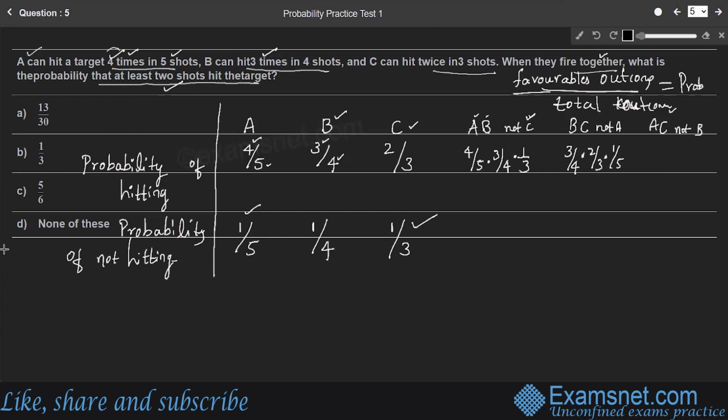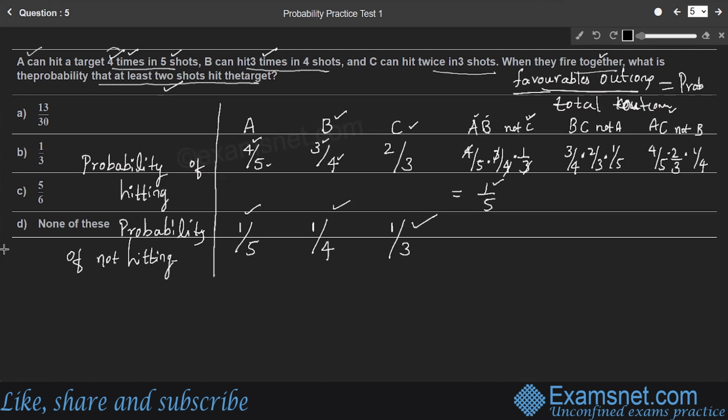So we'll consider the third case. The probability of hitting by A is 4 by 5, by C is 2 by 3, and not hitting by B is 1 by 4. Therefore, their respective probabilities for at least 2 shots hitting together are: here 4 and 4 will get cancelled, 3 and 3 will get cancelled, which is 1 by 5. So there is a 1 by 5 chance of hitting a target.